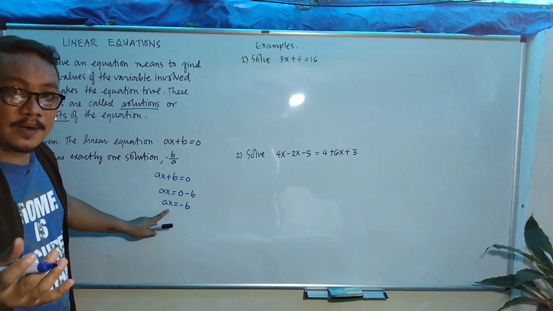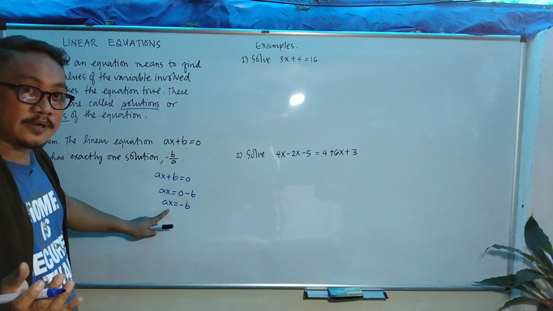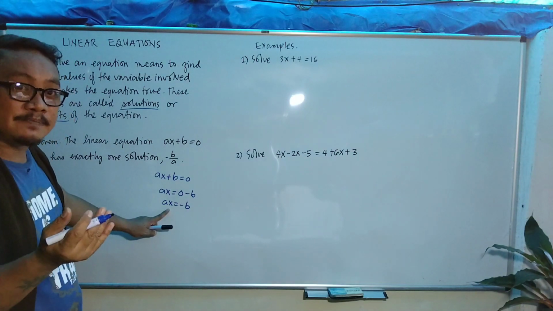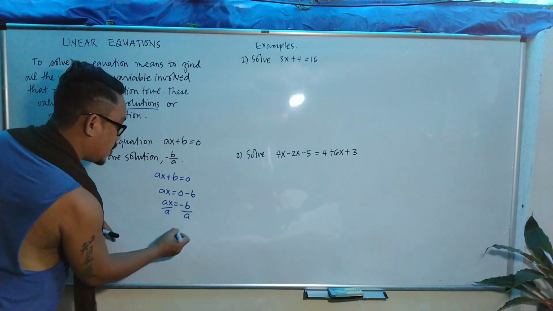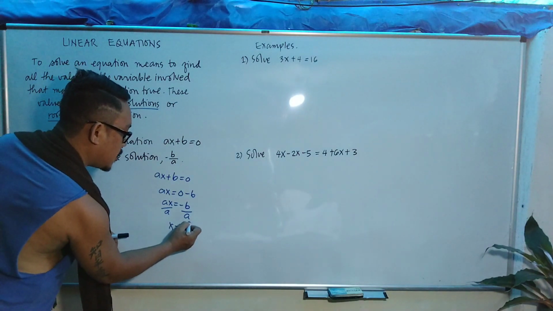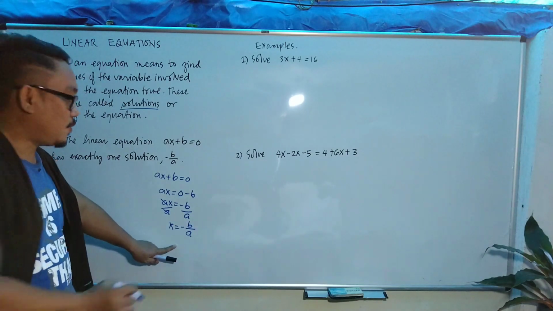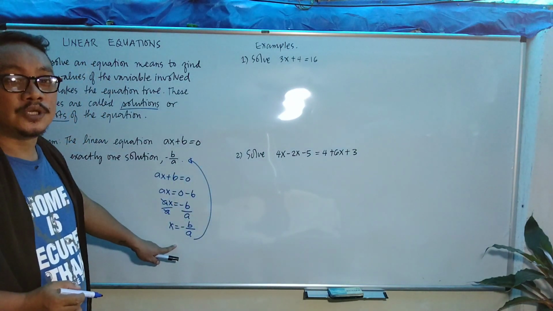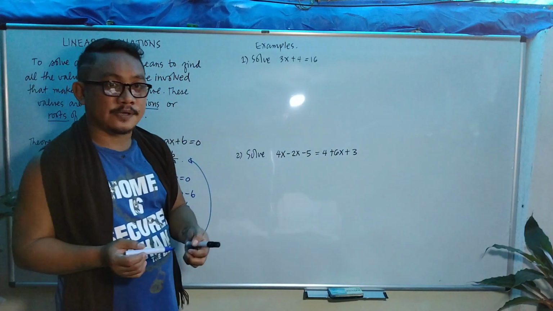Now, take note that we are to solve for the value of x here. So what we're going to do here is we will divide both sides by a. So it follows that x is equal to negative b over a. So we can cancel a. So we are correct. It has exactly one solution. So let's apply this idea to our examples here.